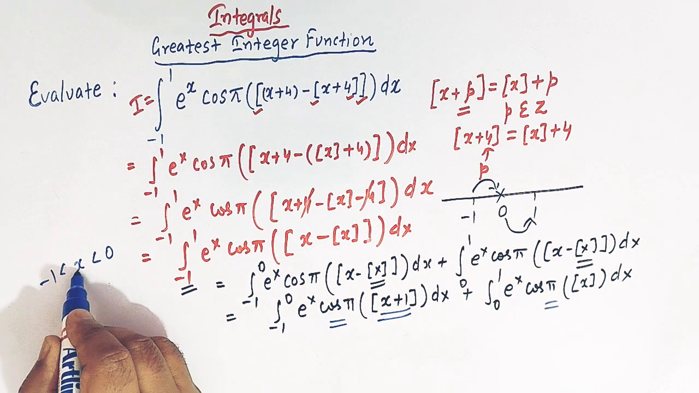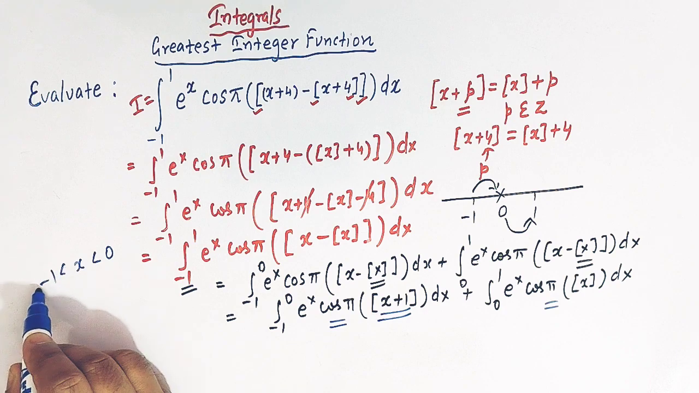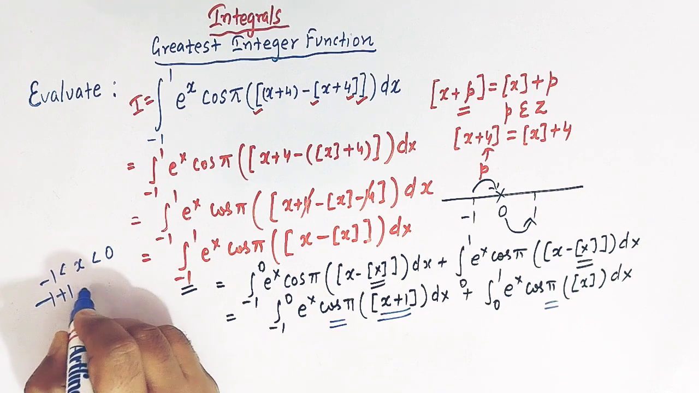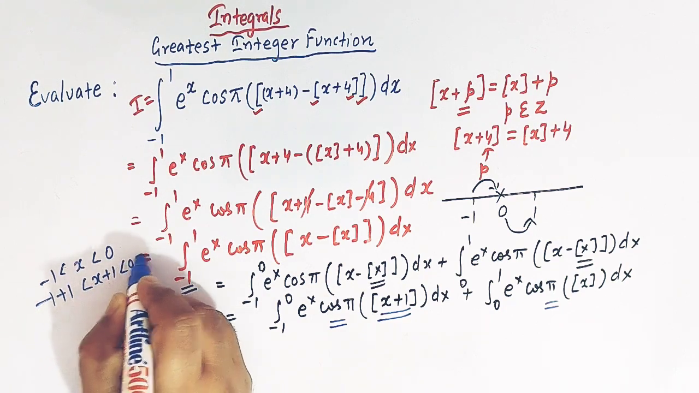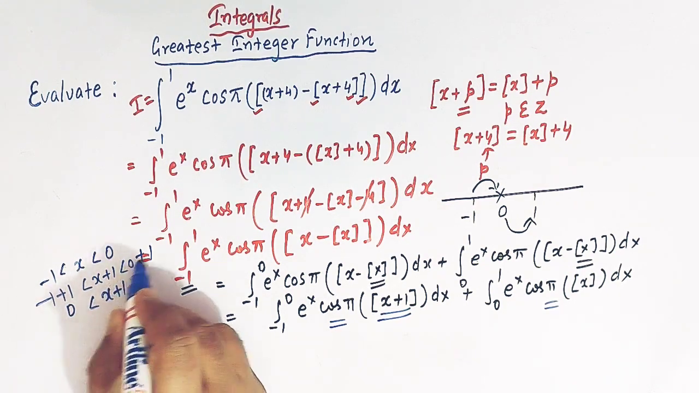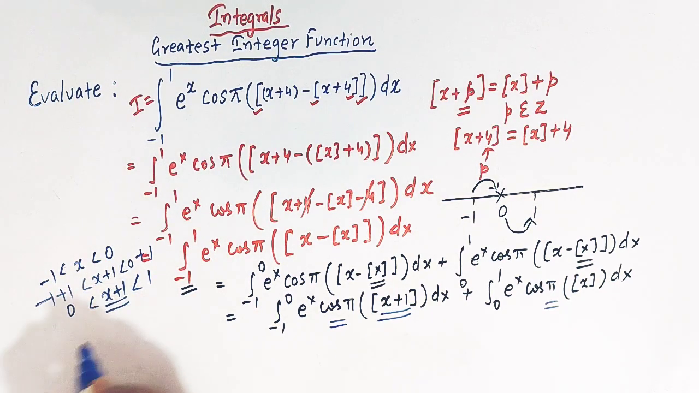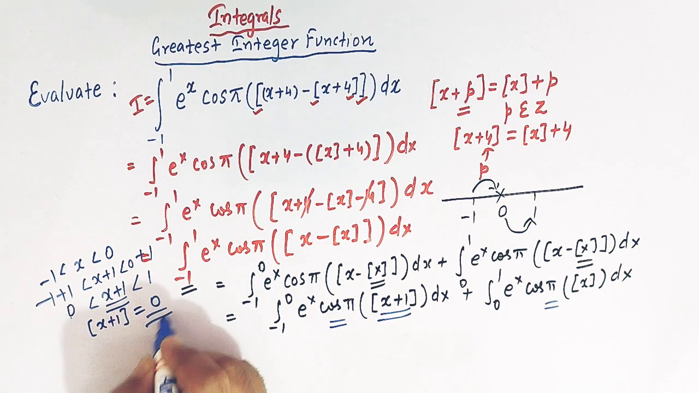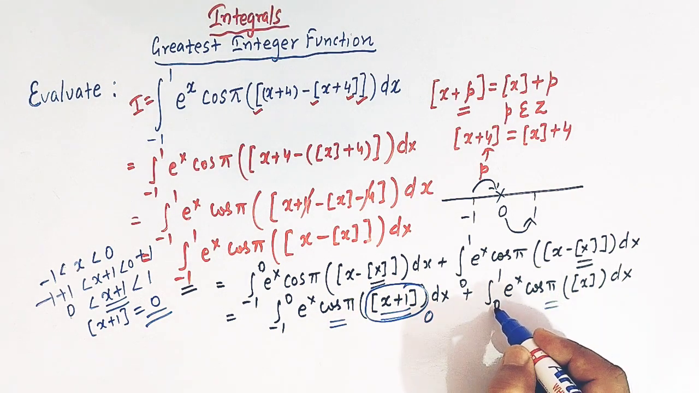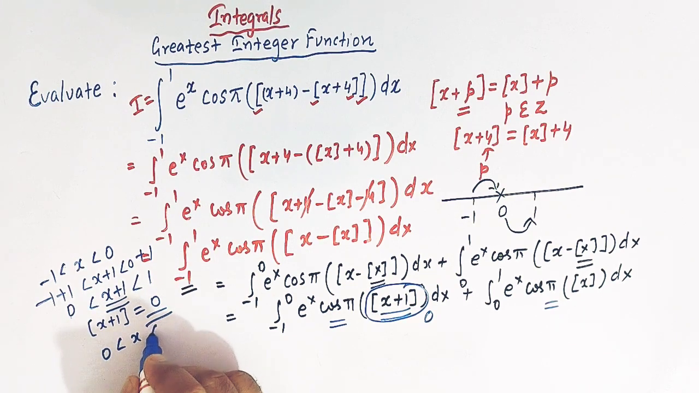So in the first case, x lies between -1 and 0, so let us add 1 throughout this inequality. So here we have -1 plus 1, and here x plus 1, here we have 0 plus 1, right? So here we have 0, here we have x plus 1, and here we have 0 plus 1 is 1. So x plus 1 lies between 0 and 1, so the greatest integer of x plus 1 should be equal to 0, right? And here x lies between 0 and 1, and here we have simply greatest integer of x, so this should be equal to 0, right?